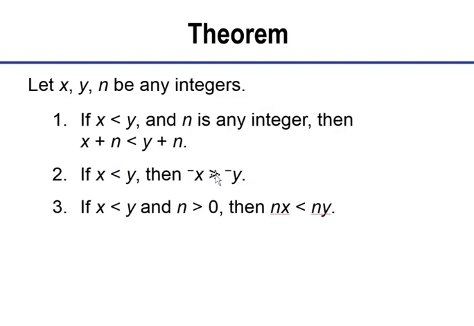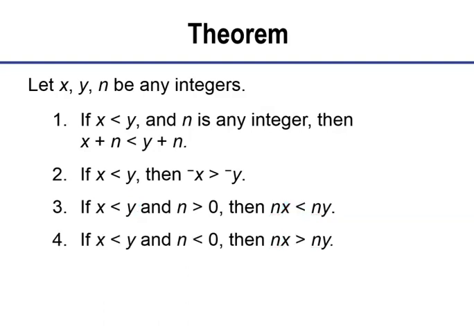And then the third part of the theorem: if x is less than y and n is greater than 0, then you are allowed to multiply by n on both sides. Just like earlier, we added n on both sides. Now we can multiply as long as n is greater than 0. If n is less than 0, what's going to happen is what happened above. So if you start with x is less than y, notice we still have that here. X is less than y, but we multiplied both sides by n. And this is true as long as n is a positive integer.